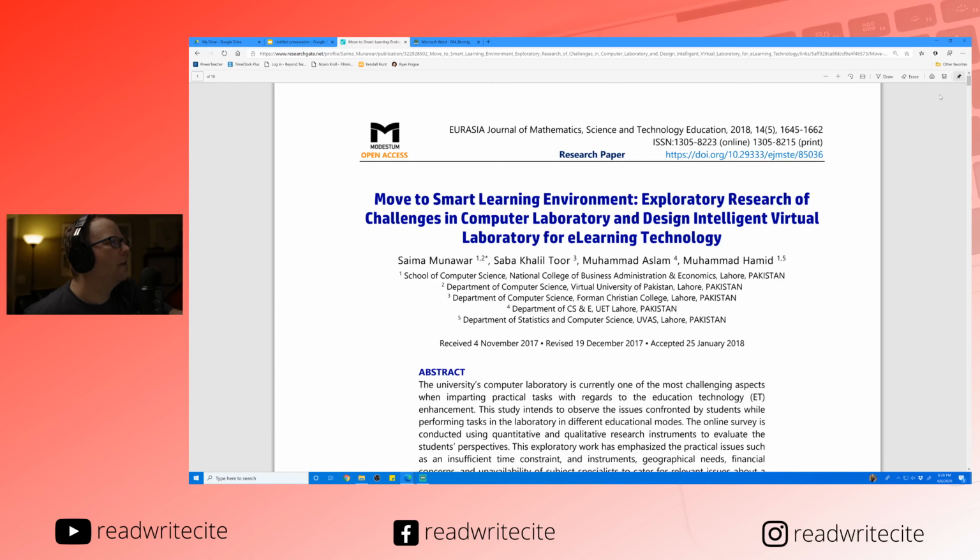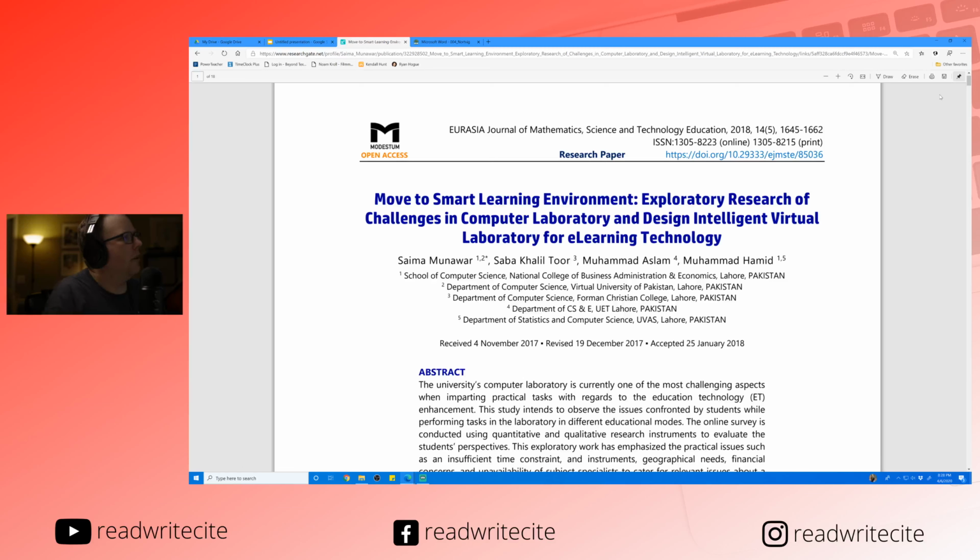The first paper, it's called Move to Smart Learning Environment, Exploratory Research of Challenges in Computer Laboratory and Design Intelligent Virtual Laboratory for E-Learning Technology. Really rolls off the tongue, doesn't it? We have several authors, explains where they're from. This was published a couple years ago in Eurasia Journal of Mathematics, Science, and Technology Education.